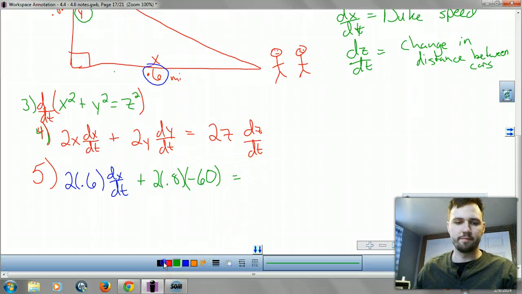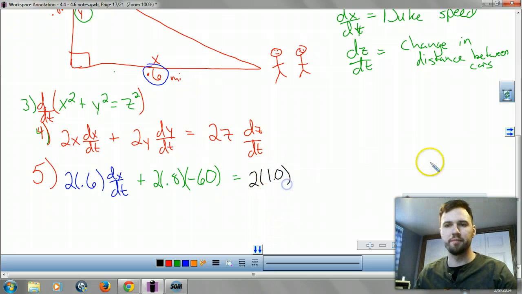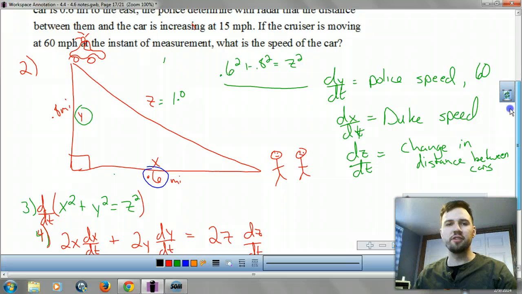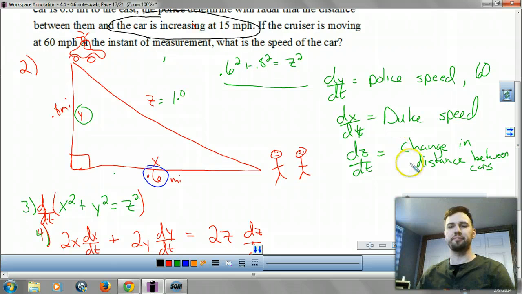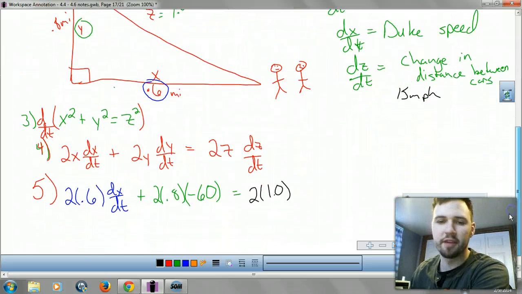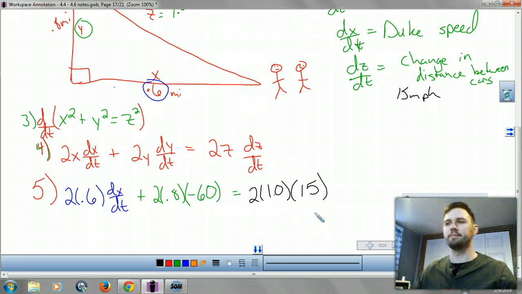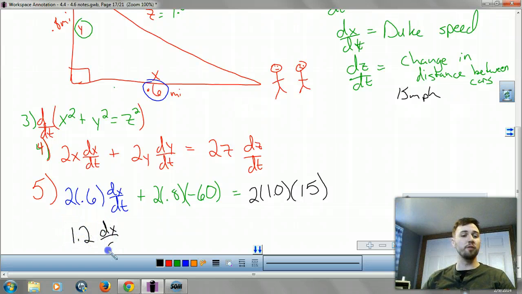Equals 2 times my z, which was 1.0. Now, what was the change in the distance between them and the car? It was increasing at 15 miles an hour. So increasing tells me this is positive 15. Okay? Now I can cheat here. When you multiply some stuff out, you get 1.2 dx over dt, which is what you're looking to find anyway, so we're good. We want to find the Duke speed.